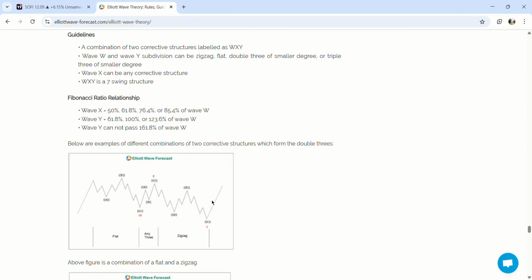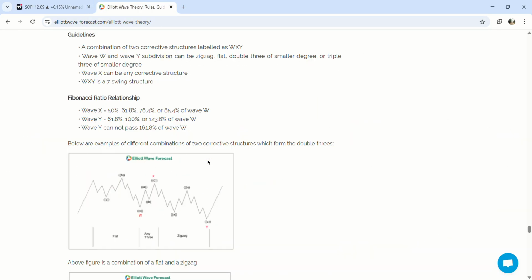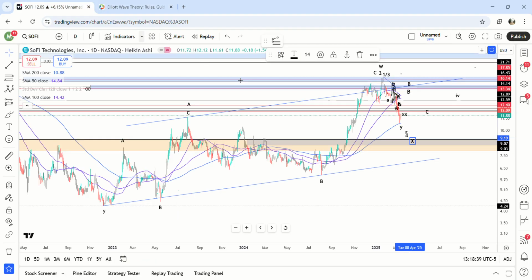Now let's go over the final wave. It's also going to be an ABC move. It can be any type of ABC move, though. That's why it's tricky. So 5 waves, 3 waves, 5 waves, or it could be another 3, 3, 5. However, it's going to end up being to at least the 61.8% retracement of wave W all the way up to the 1.61 fib of wave W. So what does that mean?